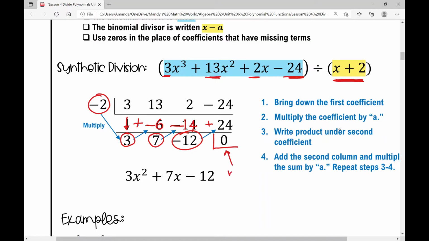So this right here is the remainder. And then here's my constant, here's my x term, there's my x squared. So the answer is 3x squared plus 7x minus 12. For this portion right here, use zeros in place of coefficients for missing terms. That's important, and we'll talk about that in the examples to come.